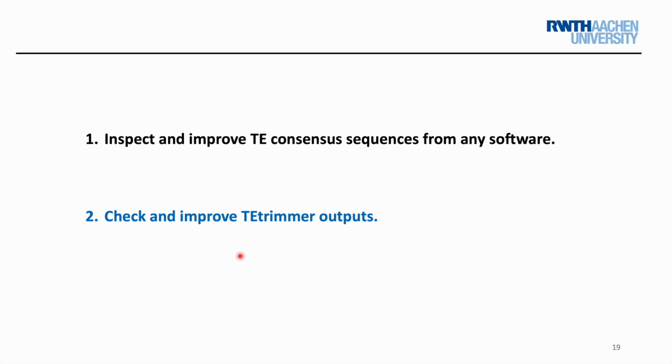This is all the steps that you can use TEtrimmer GUI to check your TE consensus library from any other software, not from TEtrimmer. But of course, you can also check the TE consensus library from TEtrimmer. But you know, there are special outputs from TEtrimmer that include the multiple sequence alignments. That means you do not need to do that in TEtrimmer GUI, which can save your time. So later I will give you an introduction. Then come to the second point, check and improve TEtrimmer outputs.